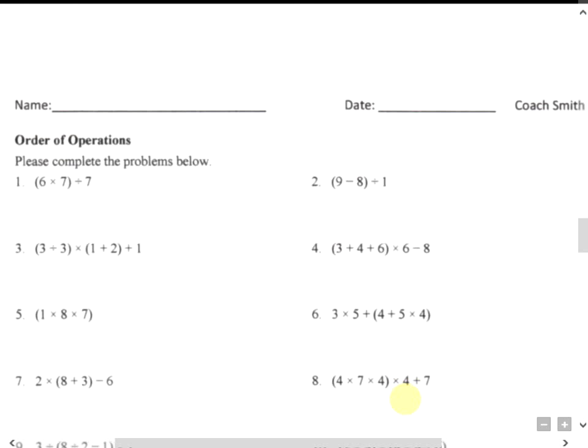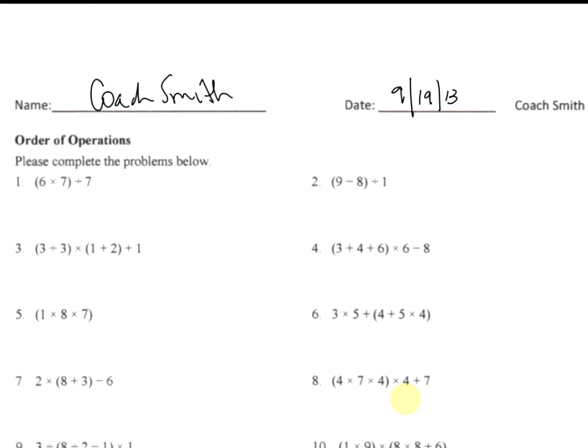Now we're on the order of operations page. Go ahead and put your name there. This is Coach Smith. You're not going to do number 10, right? Nope. Okay. No, I've got to leave some of them for y'all to do by yourself. Okay. All right. Now, number 1.